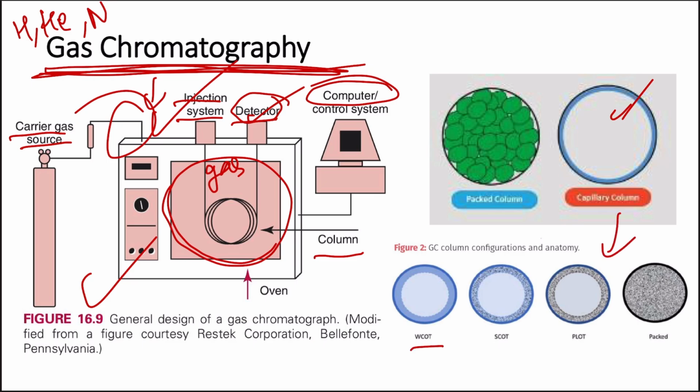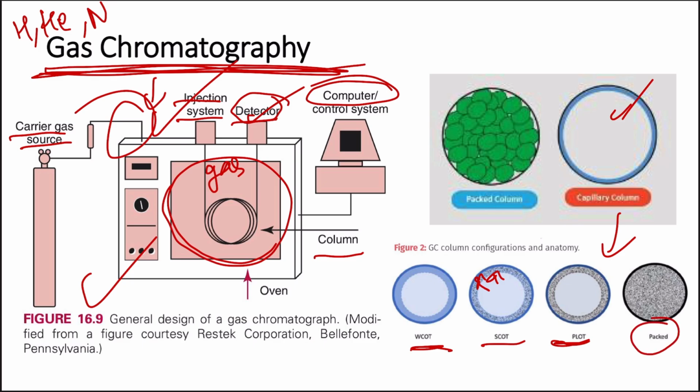First we have WCOT, that is wall coated open tubular gas chromatographic column. Here you can see the wall will be acting as the support, and over that we coat the stationary phase. Next is the support coated open tubular gas chromatography column, in which the inner wall of the column is not acting as the support. Over it we have the support, and over the support we have the stationary phase. Then next is PLOT, that is porous layer open tubular gas chromatography column, in which we have a porous layer which acts as the support and the stationary phase apart from the inner wall.